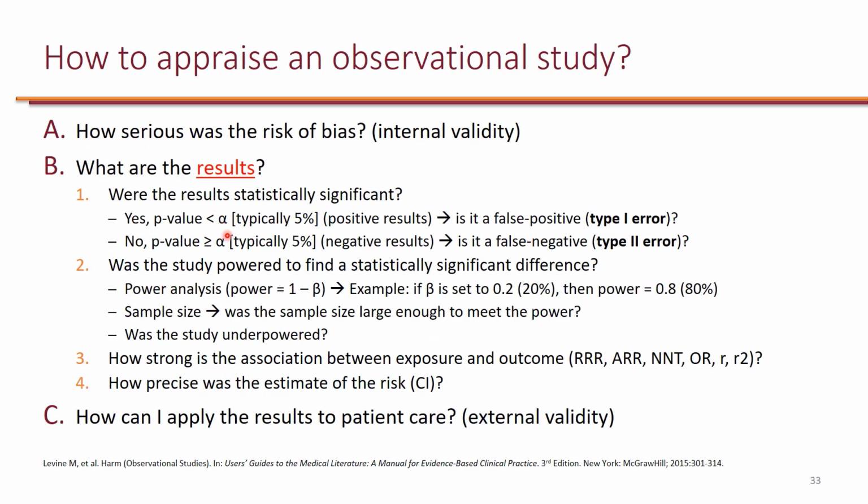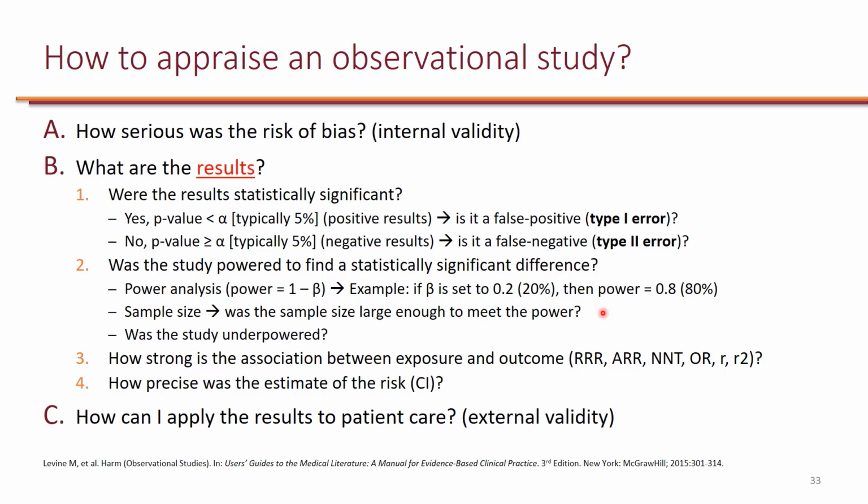If the results are statistically significant, the question is: is the difference a true positive or is it a false positive? And if it is a false positive, we call it a type 1 error, and we set alpha to 5%. So at most, we tolerate 5% type 1 error. So we say that it's unlikely to be a type 1 error if we actually find a statistically significant difference.